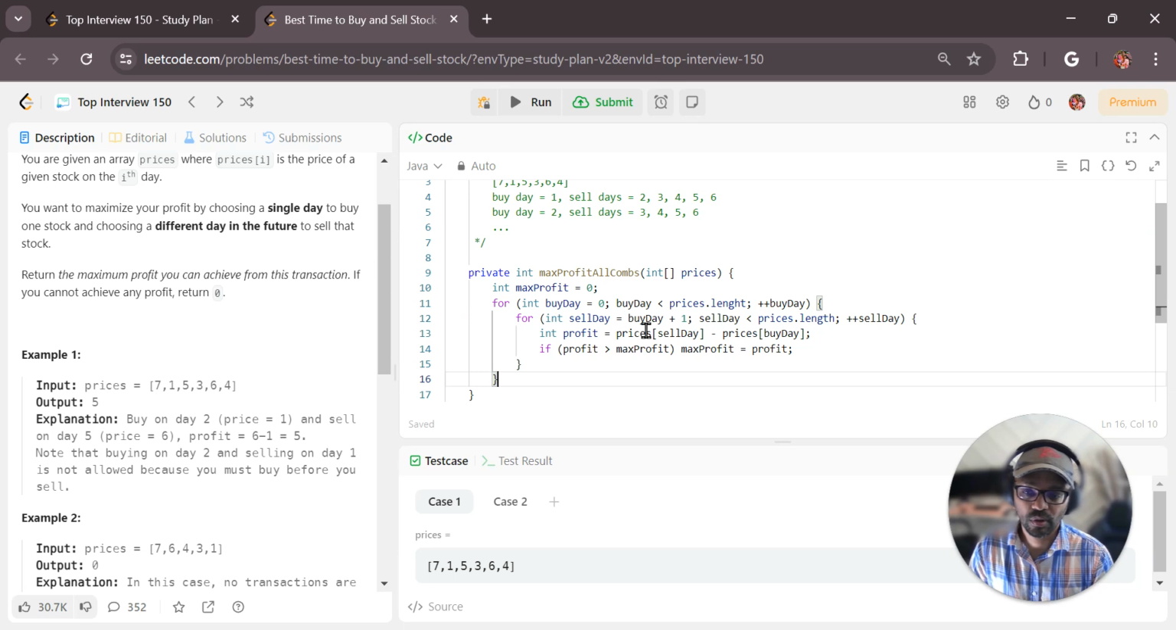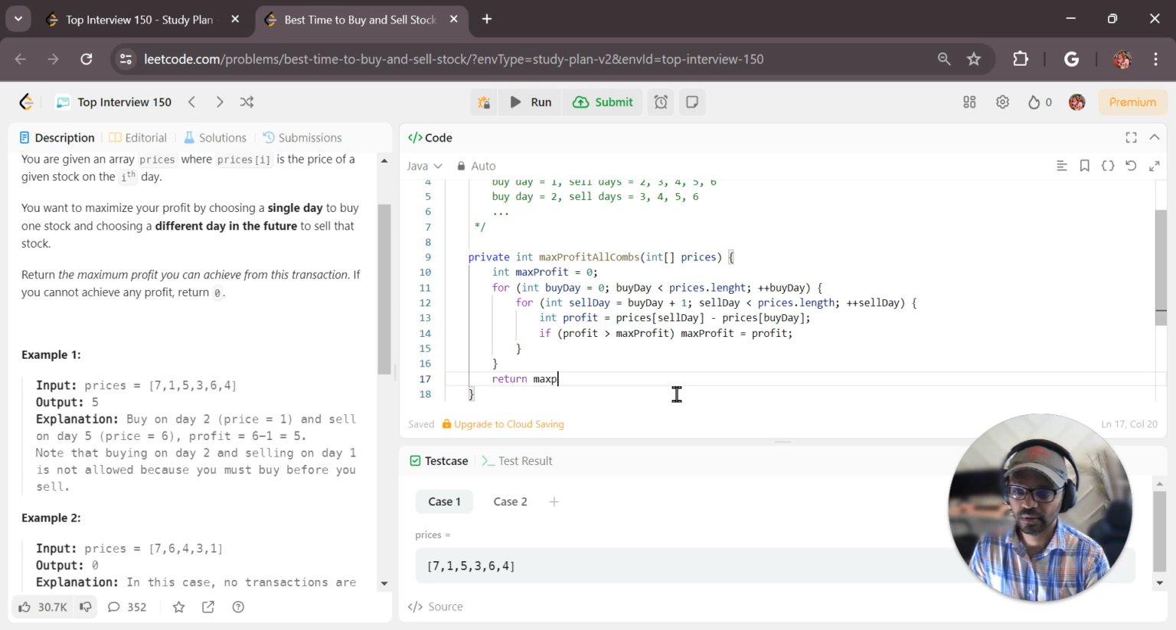Very straightforward. One thing to note here is that profit could be negative, and we don't have to handle that as a special case, because in that case profit would not be greater than max profit, as the default max profit is already initialized to 0, indicating that if we don't do any transaction, it's 0 profit. So negatives will automatically be handled. And here we say return max profit.